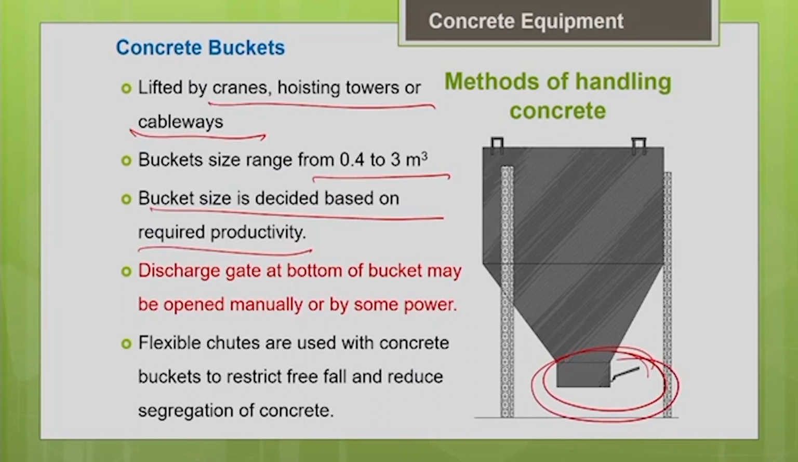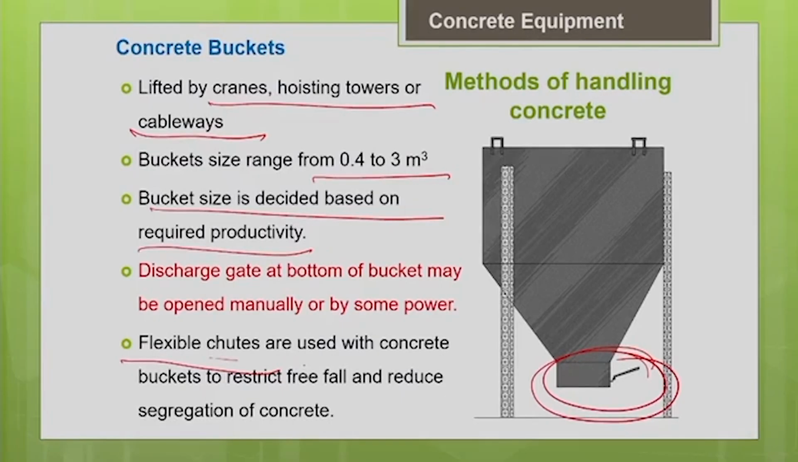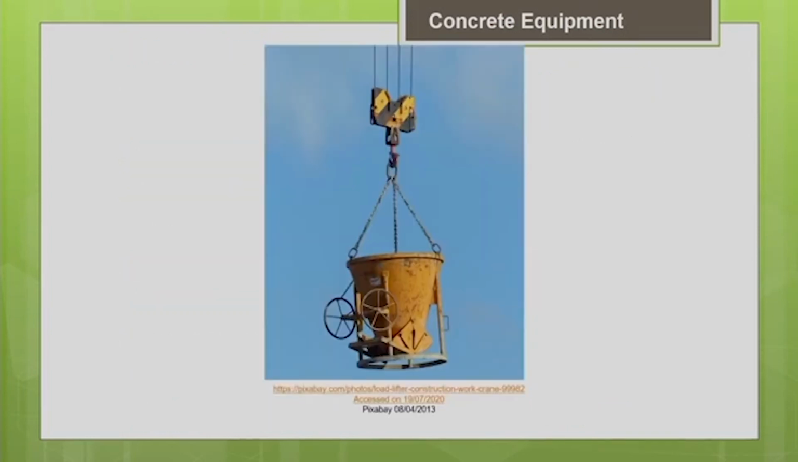And also some flexible chutes are provided. Chutes are nothing but a pipe kind of thing, which will help you to guide the flow of concrete. Instead of having a free fall of concrete from the bucket, you can guide the flow of concrete with the help of a chute. So, flexible chutes are used with the concrete buckets to restrict the free fall and to reduce the segregation of the concrete. Whenever you have a guided flow of concrete, the chances for segregation get reduced. That is why we should try to avoid the free fall of concrete as far as possible. This picture again shows a concrete bucket lifted by a crane.